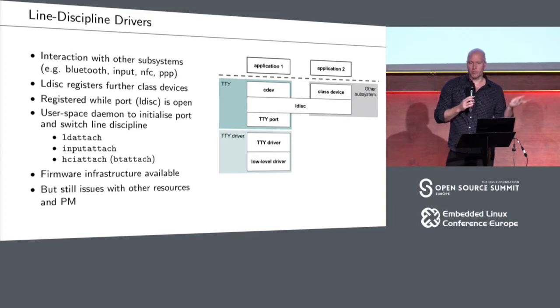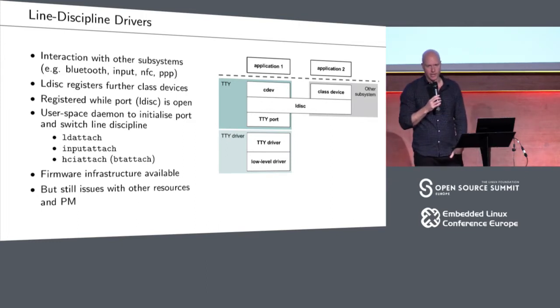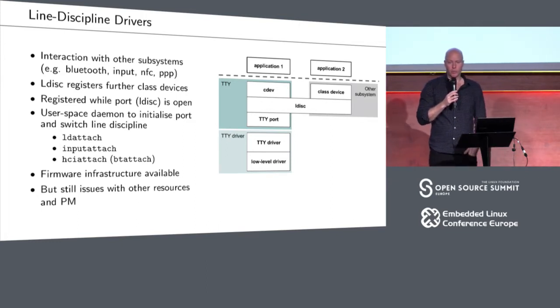These other subsystems could be the Bluetooth subsystem, input, NFC, and so on. And the line discipline usually then registers further class devices, which are the actual interface which user space will later use to access the hardware. This means that you need a user space daemon to initialize the port, switch the line discipline, and to actually keep the port open, because it's only while the line discipline is open that these devices are accessible. So we have these commonly known daemons like ldattach, inputattach, and hciattach, which is being replaced now by btattach.